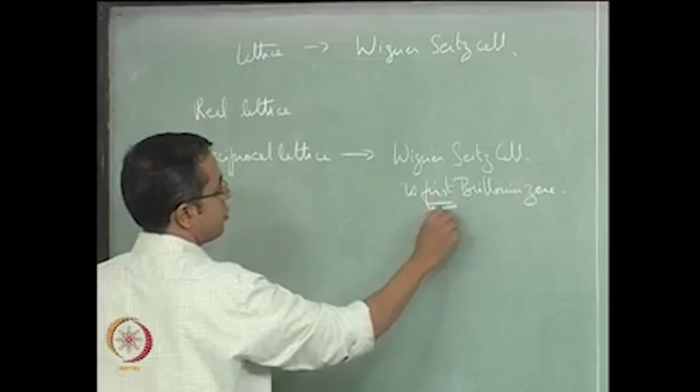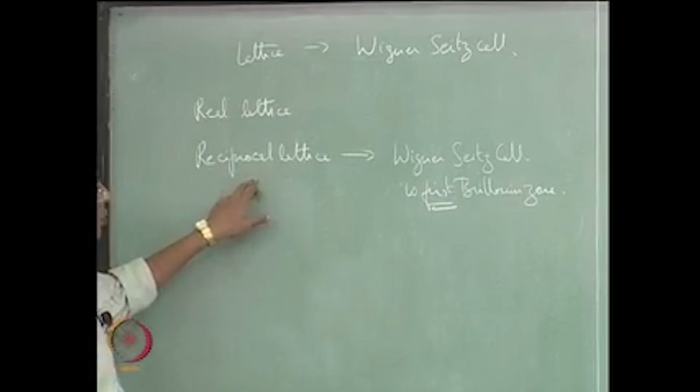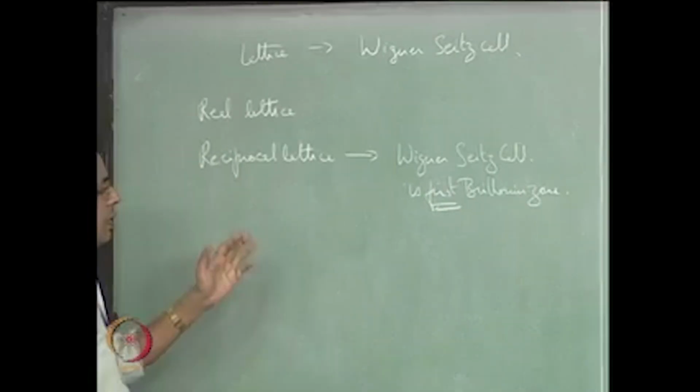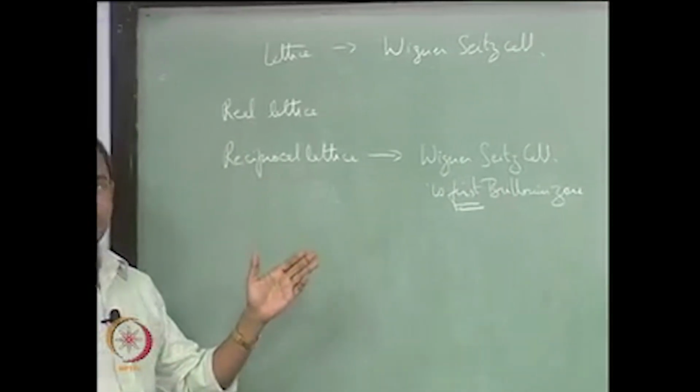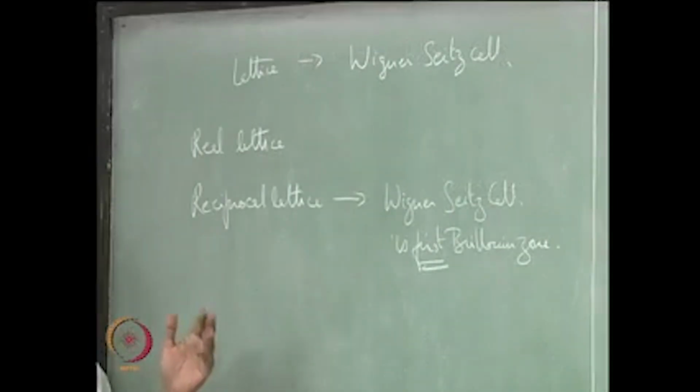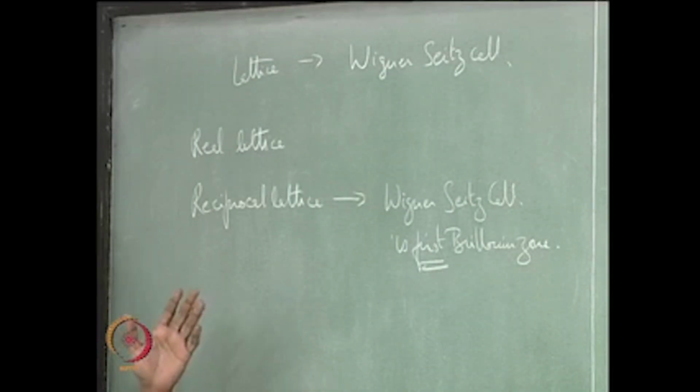Is the first Brillouin zone. The Wigner-Seitz cell in the reciprocal lattice is the first Brillouin zone. So subsequent Brillouin zones we were able to depict in our 2-dimensional case. In 3 dimensions the concept is exactly the same, the approach we take is exactly the same, the processing we do is exactly the same, simply because it is 3 dimensions.